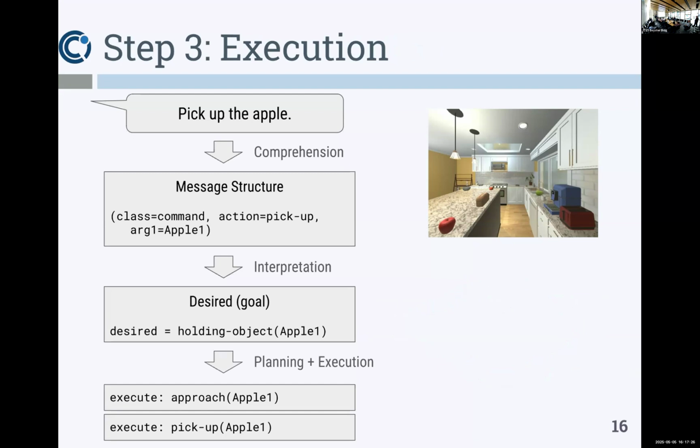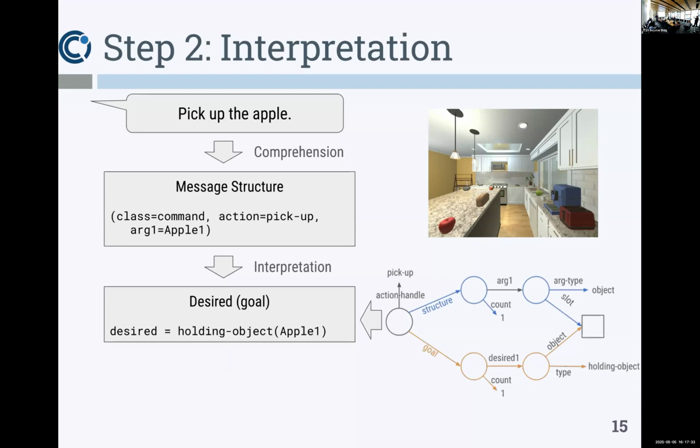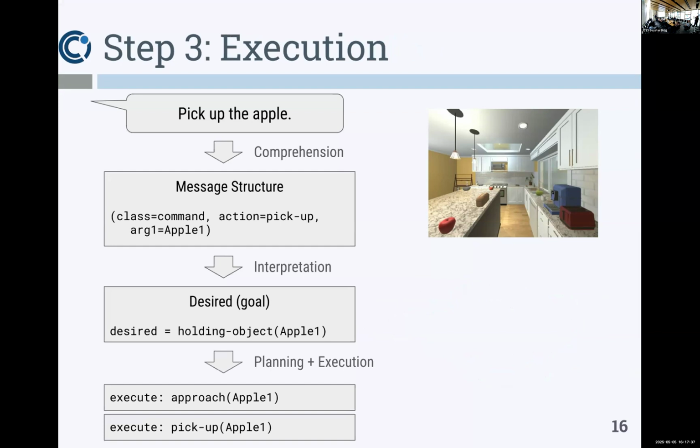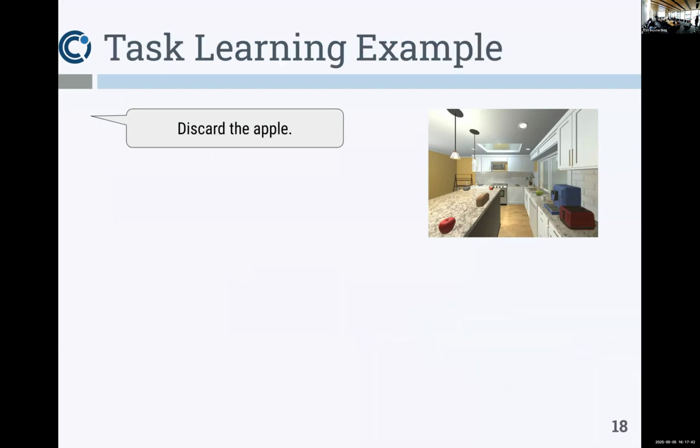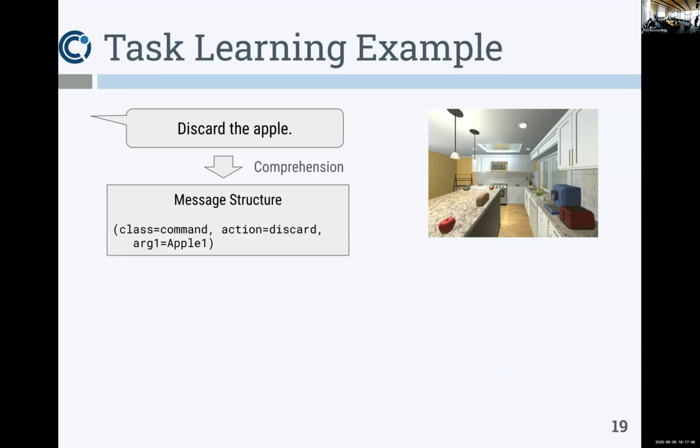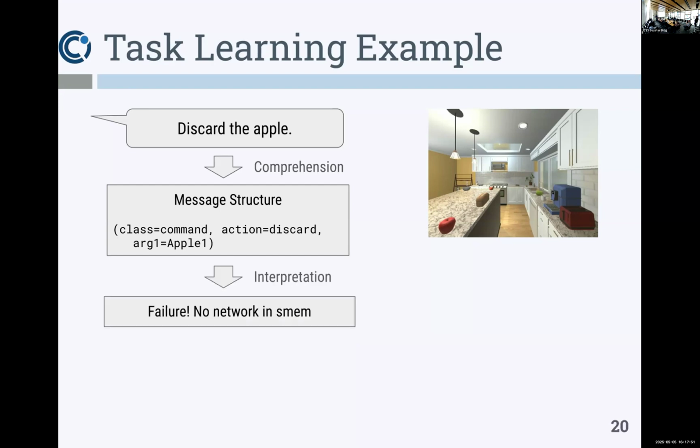So a motivating question we like to ask then is, what happens if the agent doesn't have this knowledge, right? What happens if the agent doesn't have this network? Can we learn it? Can we learn it through instruction? So imagine I tell the agent to discard the apple, and the agent doesn't know what this means, right? So it's going to go through comprehension, it's going to get this message structure, and then it's going to reach a failure because that knowledge isn't in semantic memory, right? It doesn't have a representation of this network.